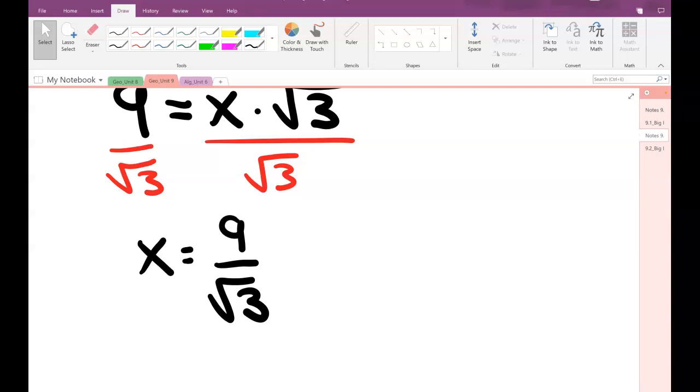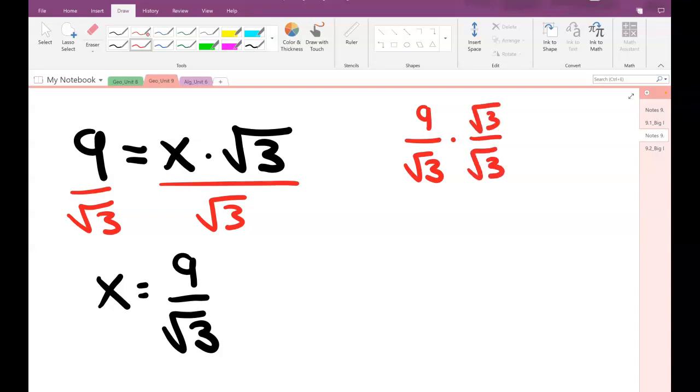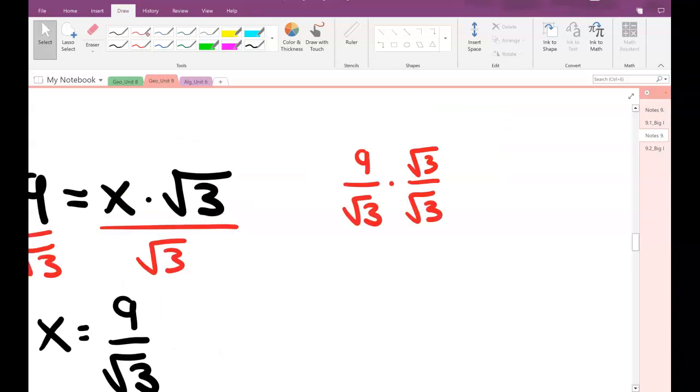So what we have to do to rationalize the denominator, I'm going to do off to the side here. It's a little algebra review. If we have 9 over the square root of 3, we're going to multiply by 1, but in a sneaky way. To get rid of the square root of 3 on the denominator, we multiply the top and the bottom by the square root of 3. Square root of 3 over square root of 3 is equal to 1. That's why I said we're multiplying by 1 in a sneaky way, a way that's going to change our expression for us.